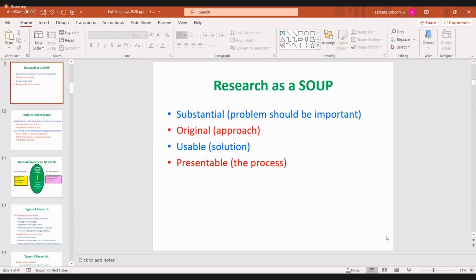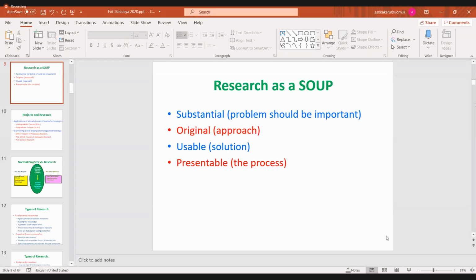So the point I am trying to highlight is that even though people call research a SOUP, usability is not a must. Substantial should be there. An original approach should also be there. Usability only sometimes, but in your case usability matters, because you should finally produce something usable for the industry or the department or the faculty or whatever. That is very important. Therefore, remember that point.